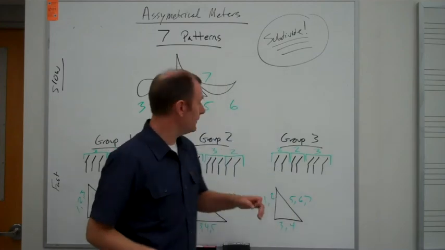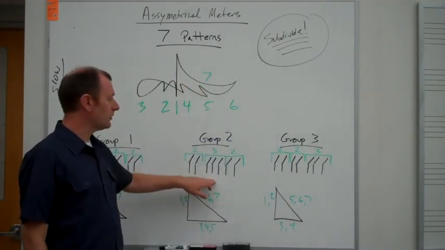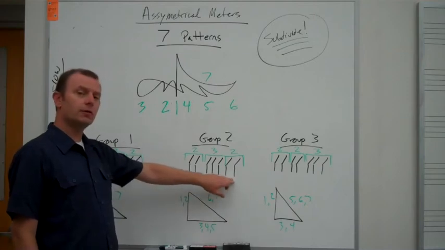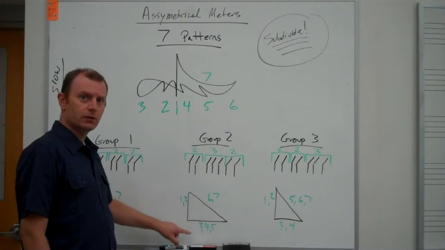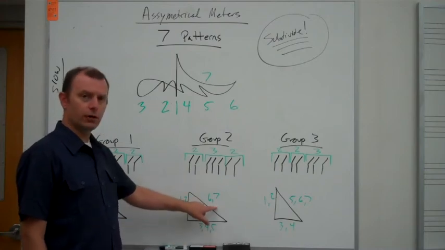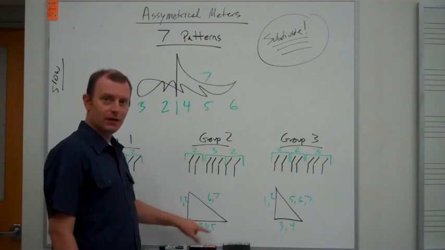The second grouping has a grouping of two, followed by a grouping of three, and then another grouping of two. So we're going to get short, long, short in our pattern. Or you might say simple, compound, simple.